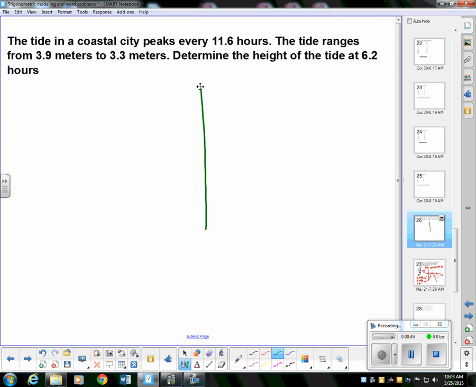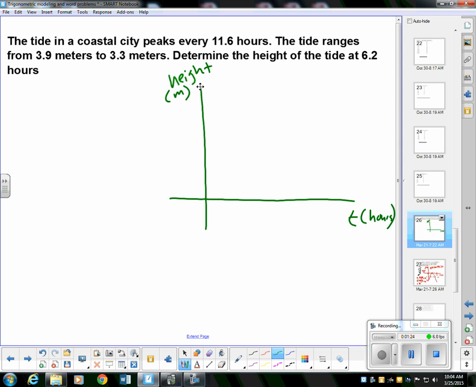So, if I just basically do an x and a y here, a horizontal and a vertical axis, just simply by looking at that, it says determine the height of the tide at 6.2 hours. So what I want to determine, what I want to find is always on my y-axis. So I'm going to determine the height, and the height is in meters, at 6.2 hours, so my horizontal or my x-axis is time in hours.